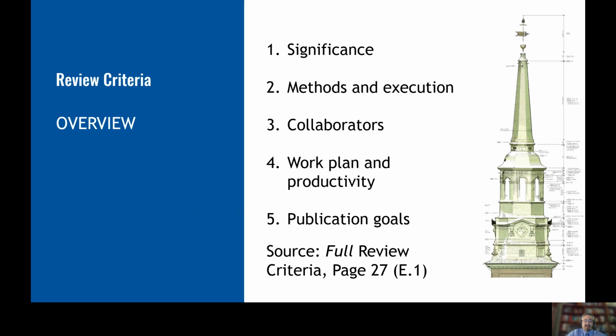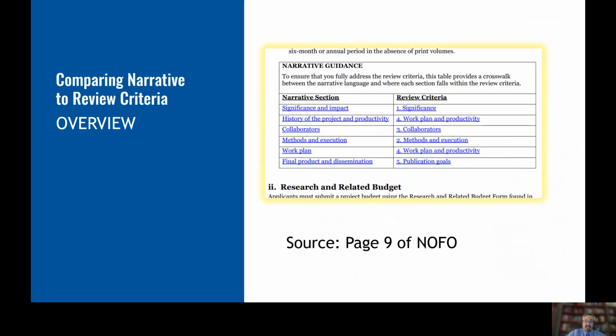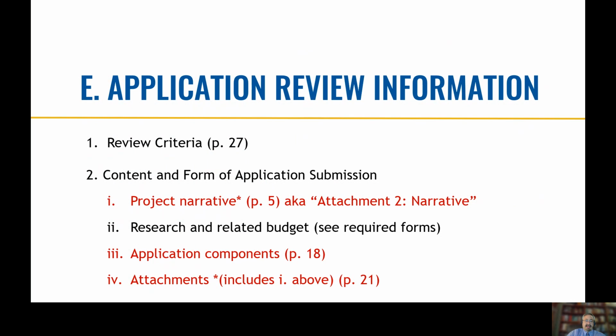And so I would recommend that you see these sections in tandem. In fact, on page 9, we show you how those narrative sections line up with the review criteria, if not in exactly the same order. They are represented there in the review criteria for each of the narrative sections. And I'll go over these in a minute here. So again, we're back to this listing of the contents of your application. And the project narrative, this is what we call attachment 2 in that list.